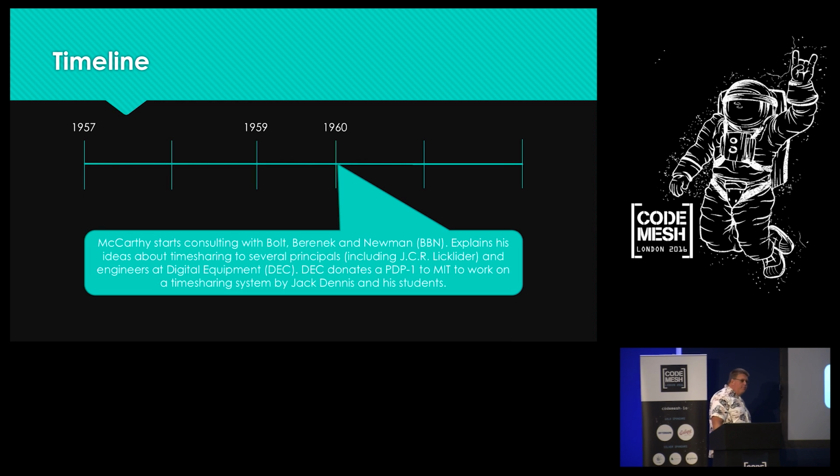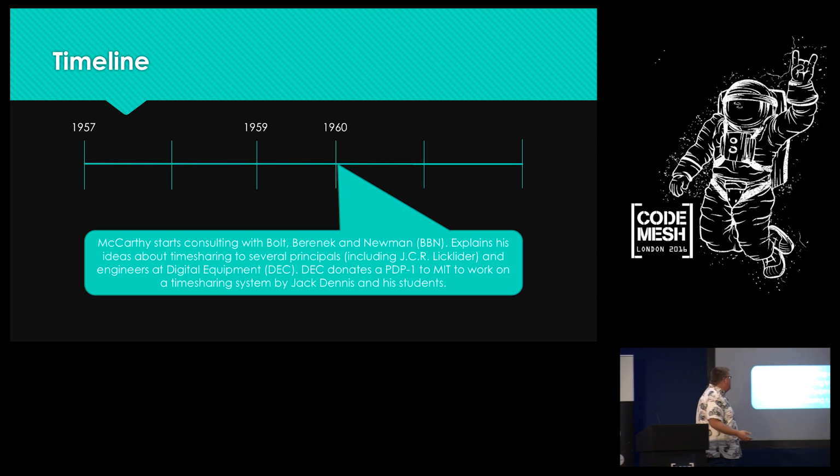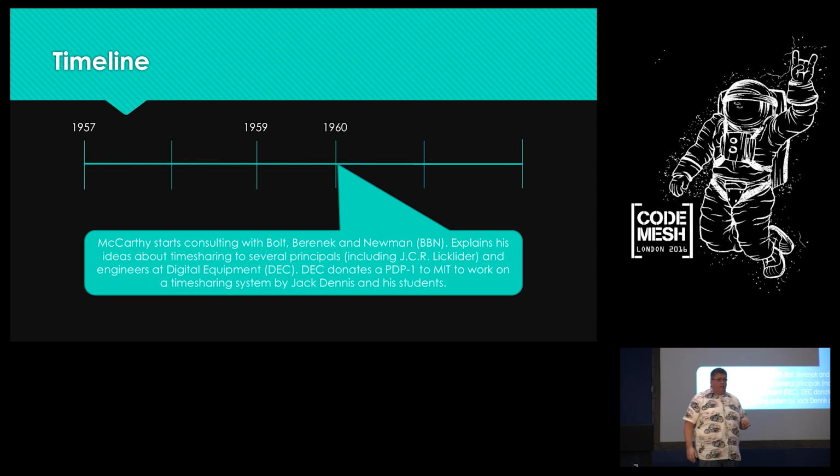All right, so McCarthy starts consulting with Bolt, Beranek, and Newman in 1960. He happens to run into someone named J.C.R. Licklider. Licklider is also a really interesting guy. He's pretty famous. He's written some interesting papers. At the time in 1960, he had just finished writing a paper called Man-Machine Symbiosis, which is a really fascinating paper, and if you're interested in that, you should read it.